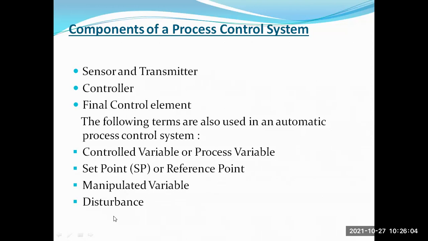Another one is the disturbance. What is disturbance? Disturbance is any variable that causes variation in the control variable. There are a number of disturbances in any process loop, such as the inlet temperature in the previous examples, inlet process flow or outlet process flow, or any heat content in a heat exchanger. These are the disturbances. Is this clear to all of you? These are the basic questions: what are the components we use in a process control system or industry? Is it clear?